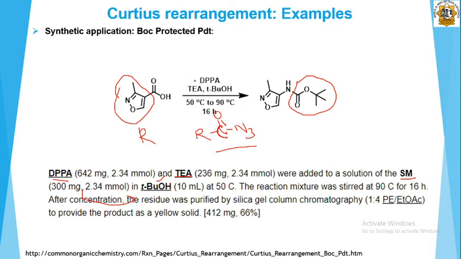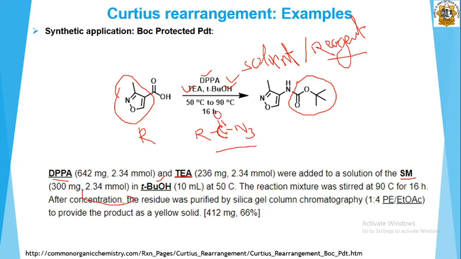So in this case we use DPPA, TEA, tertiary butanol. Here t-butanol acts as a solvent as well as reagent. So this is a good reaction because you don't have to worry about many byproducts, because this is your reagent, and also your product, or solvent also.